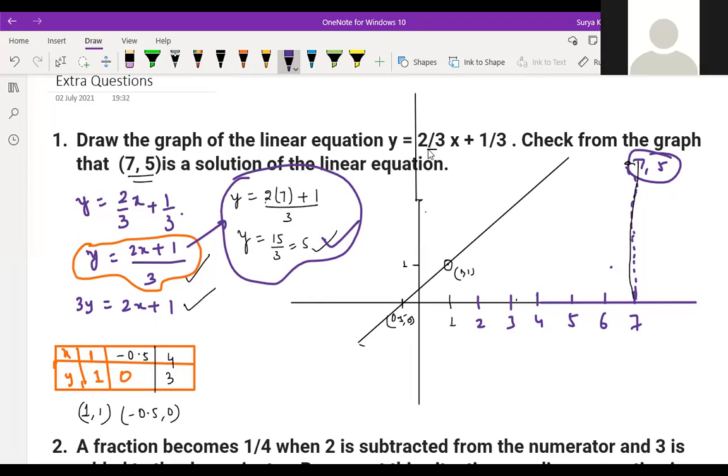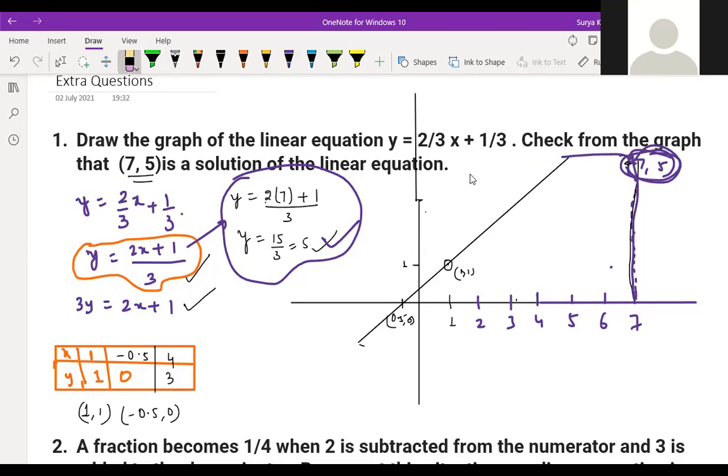Is it clear to everyone, children? Anyone having doubt in this? Sir, we need to join those dots and form a line. If it is not forming, then it's wrong. This 7 you're extending up, no? This should match to 5. This line should match at 7 comma 5. Your coordinate should be 7 comma 5 to match these points.